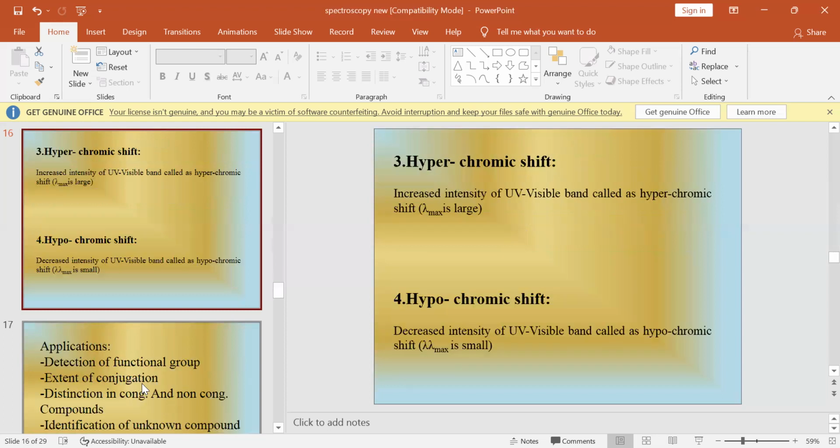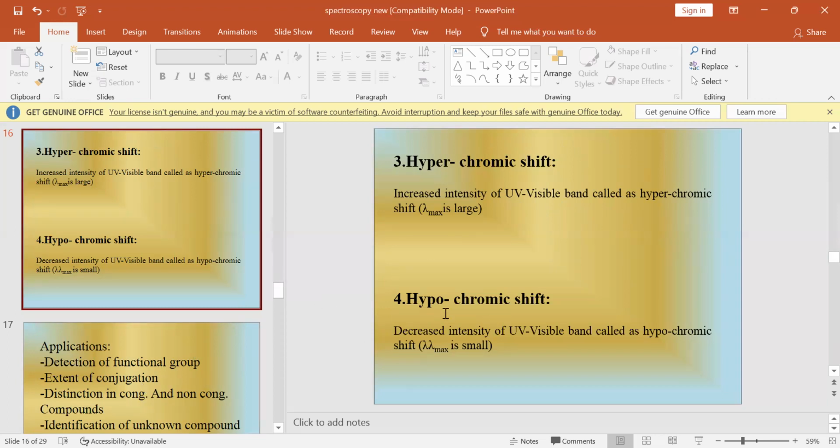Next comes the third definition, hyperchromic shift. Increased intensity of absorption maximum is called hyperchromic shift. Epsilon maximum will be larger. Here you can take examples such as pyridine and pyridine having the substituent CH3. Those two examples we can take.